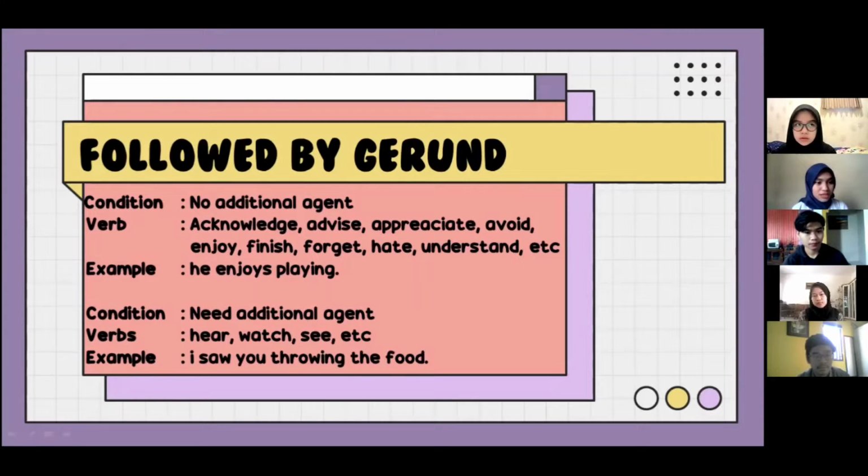Example, he enjoys playing. Condition: need additional agent. Verbs: hear, watch, see, etc. Example, I saw you throwing the food.